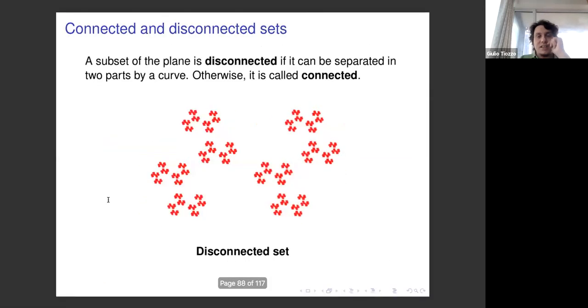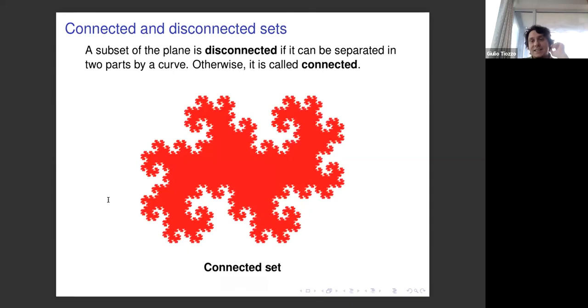Okay, so as I said, this is an example of a disconnected set, which can be cut in three parts. And this is an example of a connected set, which cannot be cut in two parts.